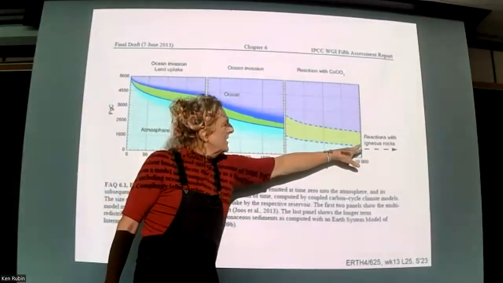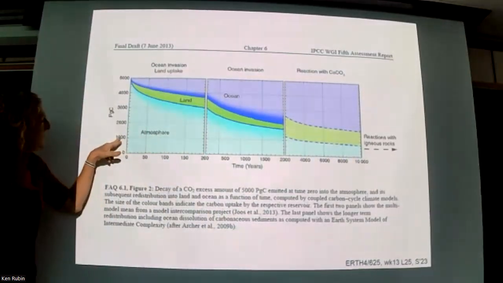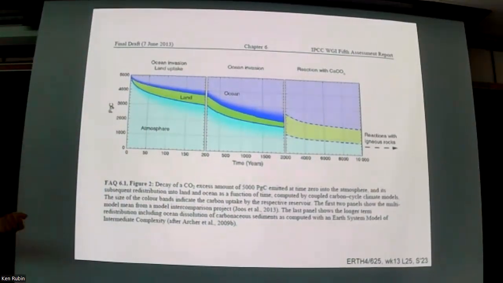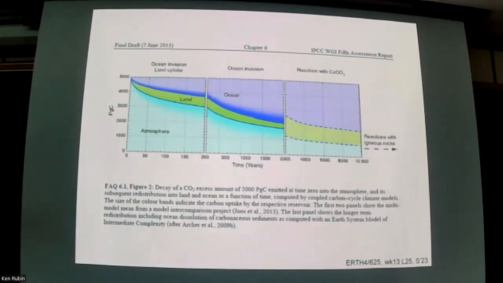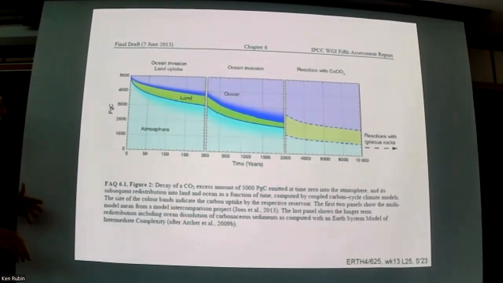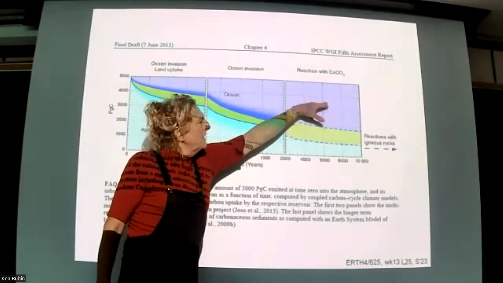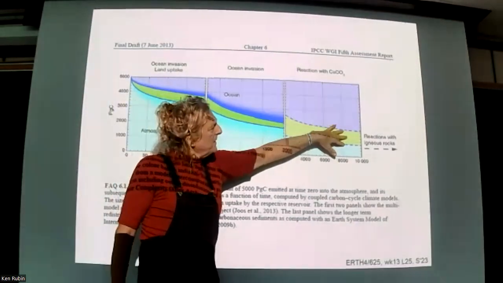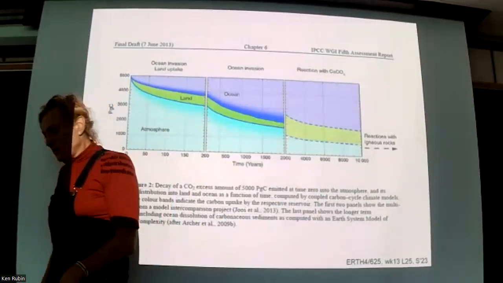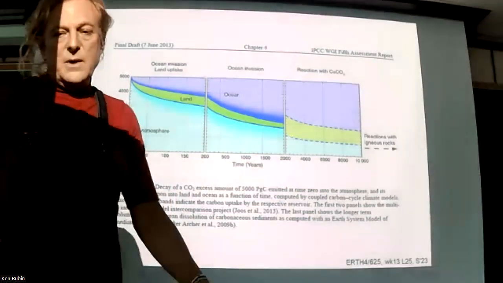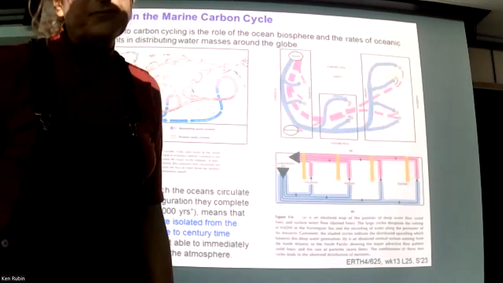Even at 10,000 years, we're still at a value of 1,000, which means that even though most of the CO2 we've added to the atmosphere will eventually end up in the ocean, something a little more than half, some of it will end up in the land biosphere. Some of it's gonna stay in the oceans. That's how it works when we apportion between reservoirs.